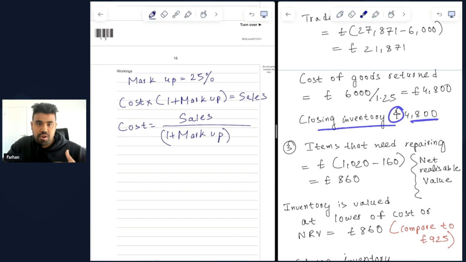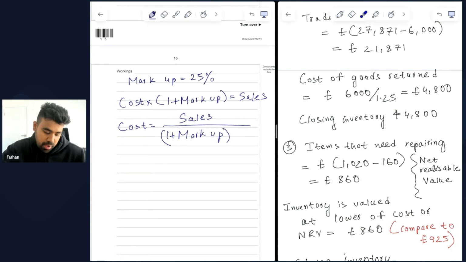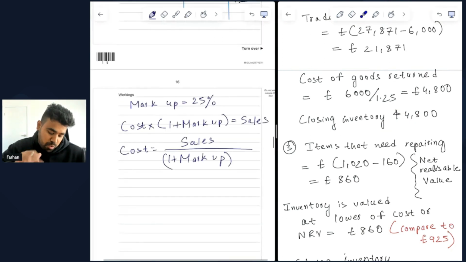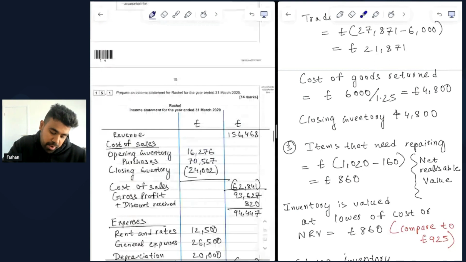Logically, this is because the customer has returned the items to us, and the cost of the items that Rachel paid for was £4,800, which means an additional £4,800 need to be included in the closing inventory, which reflects the fact that these inventory are those inventory that haven't been sold yet at the end of the financial year on 31 March 2020. Okay, so let's move on to additional information 3.